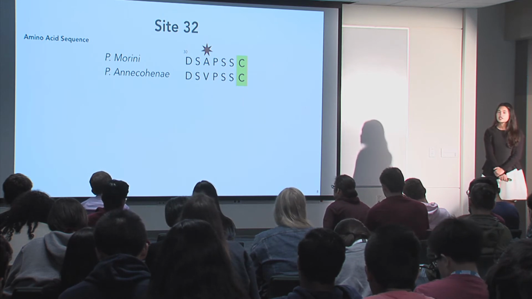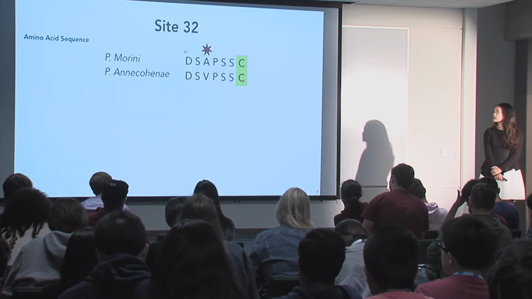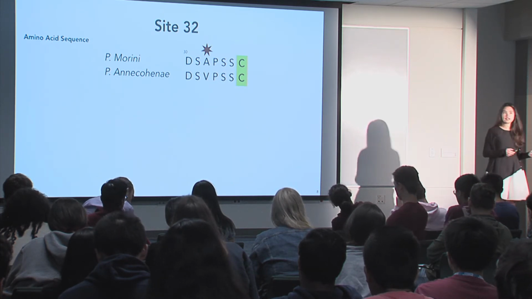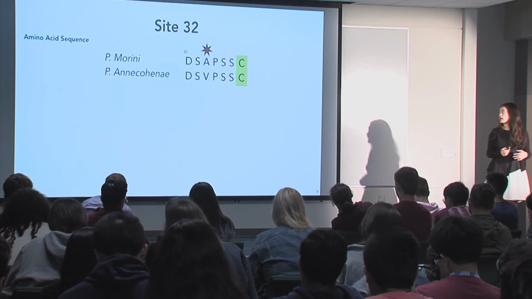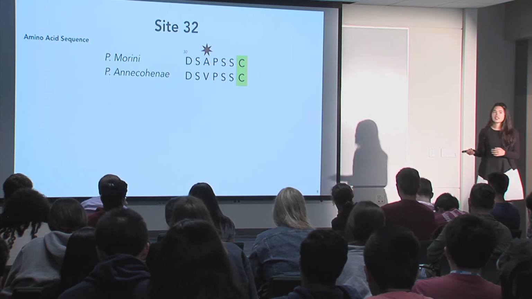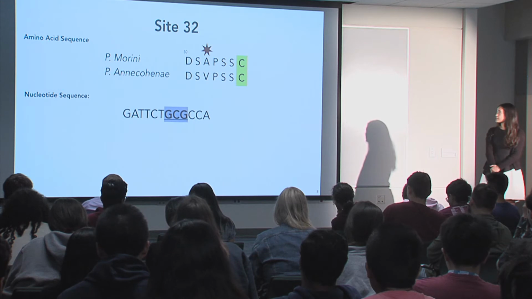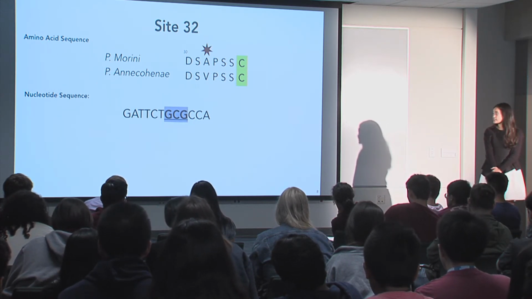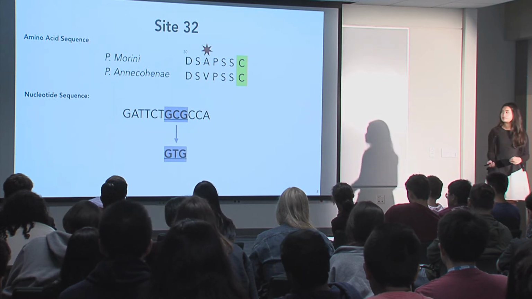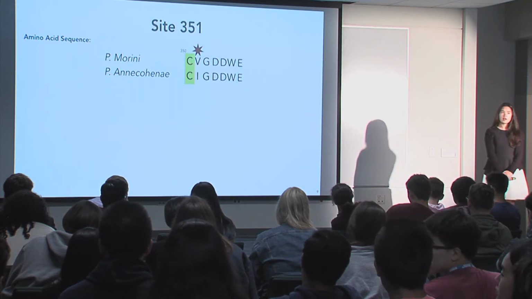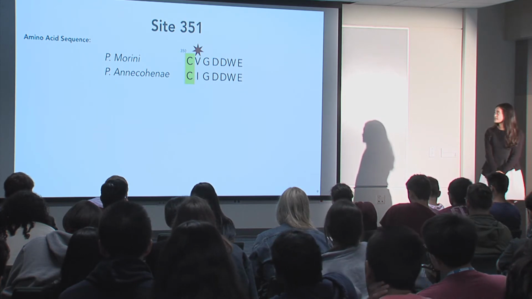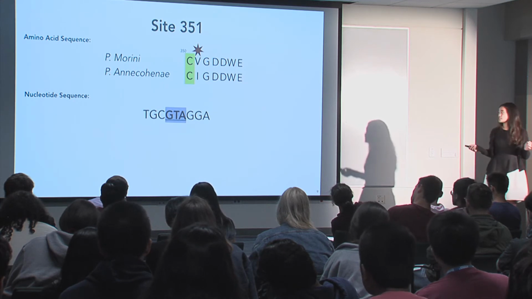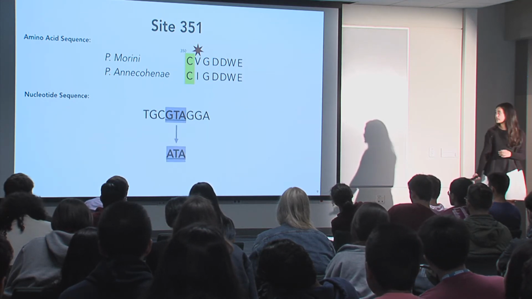The mutation site can be shown by the red star, and we manipulated P. morini's amino acid sequence to match that of P. incoinae's, one amino acid at a time, to find the effect of changing that amino acid. In site 32, we changed alanine to valine by switching the codon sequence from GCG to GTG. For site 351, we manipulated the amino acid sequence by changing the valine to an isoleucine, changing the codon sequence from a GTA to an ATA.